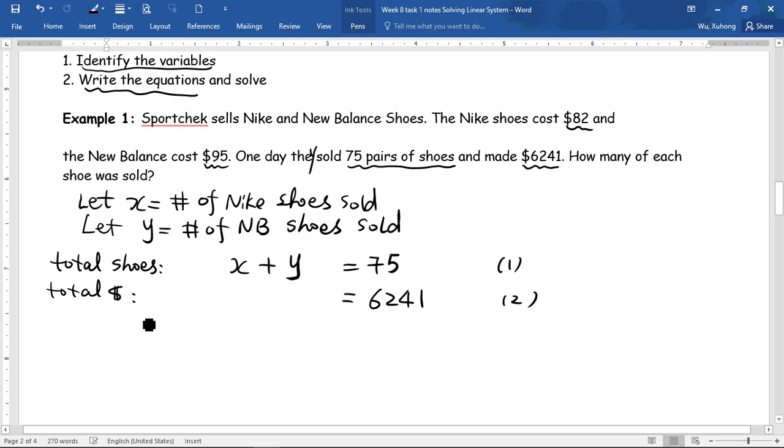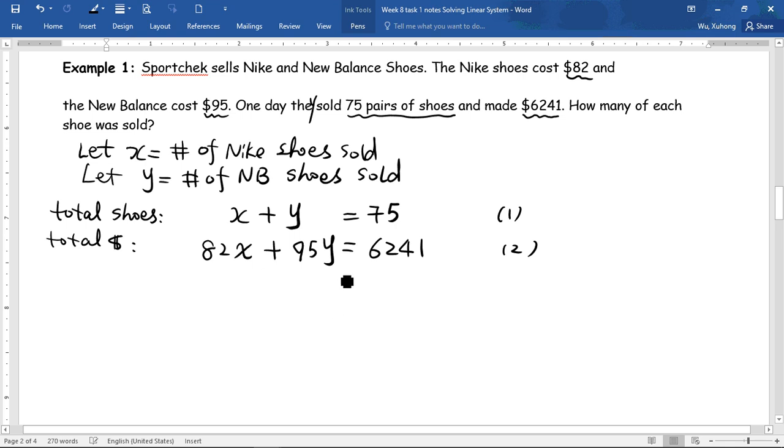And the next one is total dollars. X Nike shoes at $82 each, so x shoes means 82 times x. That is the total dollars for the Nike shoes. And the total dollars for the New Balance shoes, where the price is 95 and you have y shoes, will be 95 times y. Then you have the two equations set up.